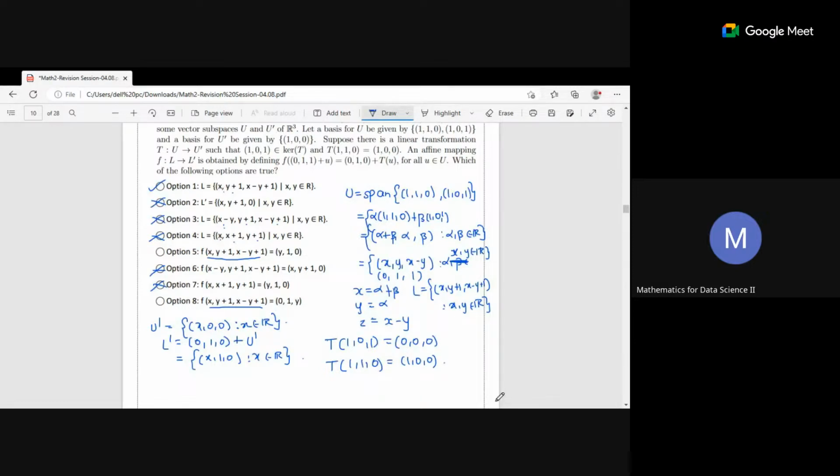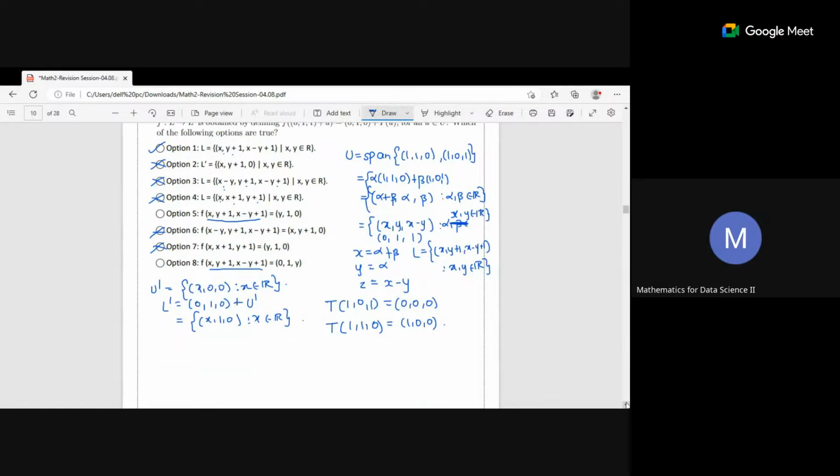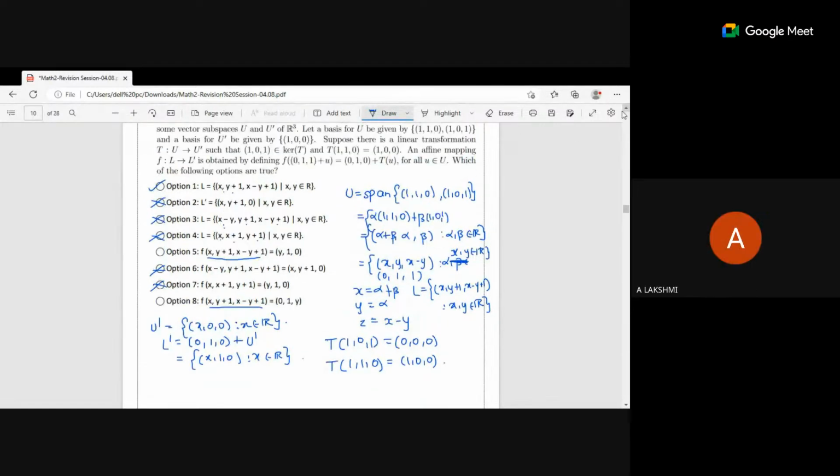Ma'am, can you repeat the step? I didn't understand. See, what I have said is that first of all, f is a map from L to L dash. So f of, you should have an element of L here. And you know how an element of L looks like, so here you should have an element of this form. So I have just excluded the other options where the element is not from L. Is that fine now? Yes, ma'am.